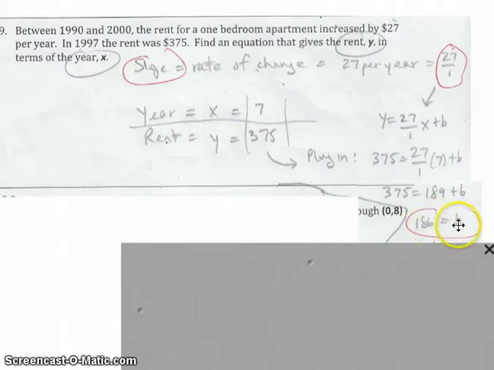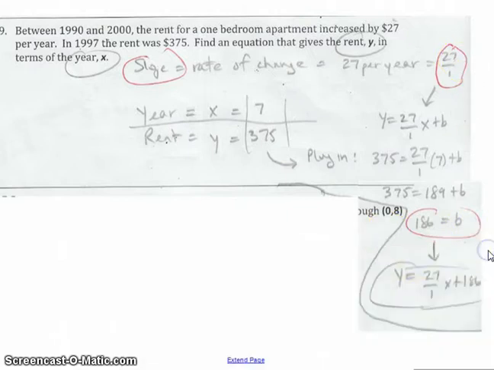If that's true, now I've got the two things I need. I've got b and I've got slope. Put them together, just like the previous problems, make an equation. Y equals 27x plus 186. That's the equation for that word problem. Move on to the next one.